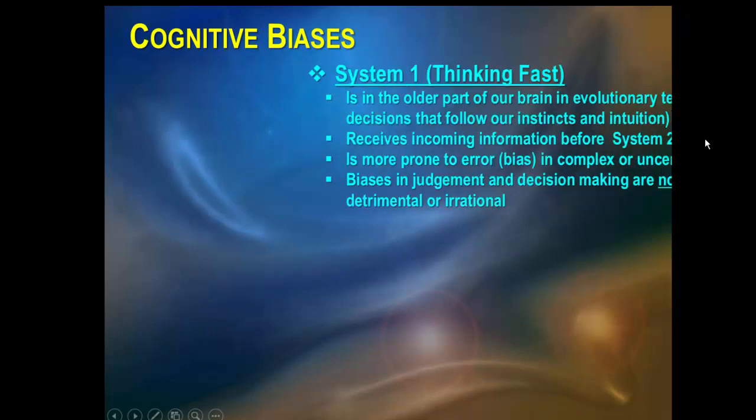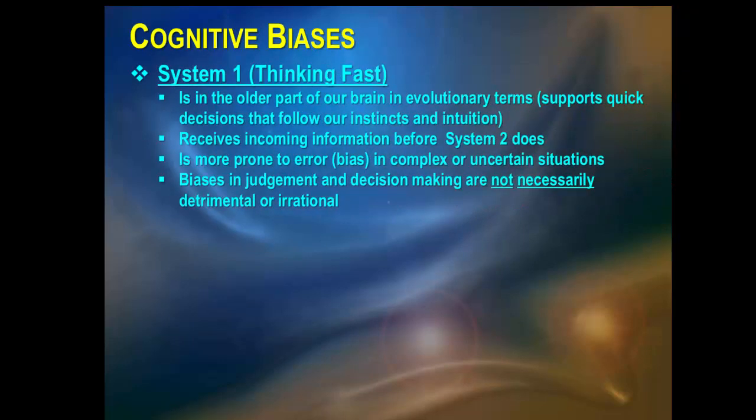Thinking fast is in the older part of our evolutionary brain, supports quick decisions that follow instincts and intuition. It receives incoming information before system two does. It's more prone to error in complex or uncertain situations, but how many decisions do we make in a given day? 100, 1,000? We don't have time to give long thought to every decision. Analysis by paralysis, or is that backward? Paralysis by whatever, you don't understand what I'm talking about.